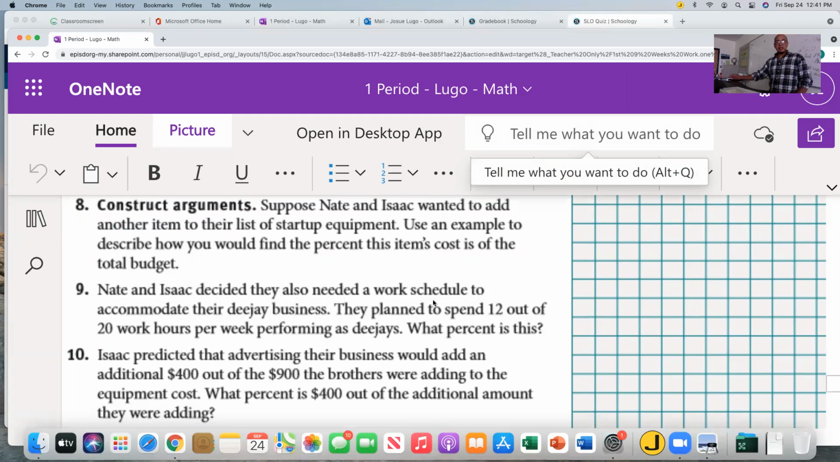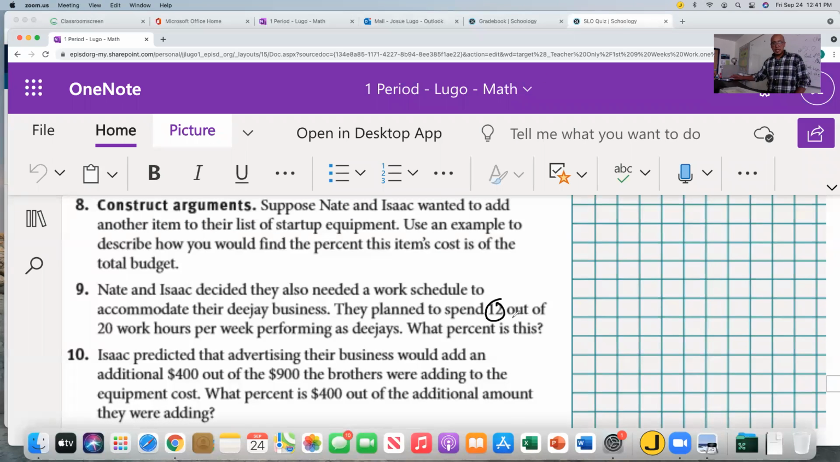They planned to spend 12 out of 20 work hours. That's already a part over a whole, right? 12 out of 20. And the question is, what percent is this? In other words, 12 is what percent of 20? Or 12/20ths is equal to what percent? Same question. So 12 is my part, out of 20 is my whole, is equal to some percent, which we don't know, out of 100. There it is. Very good.